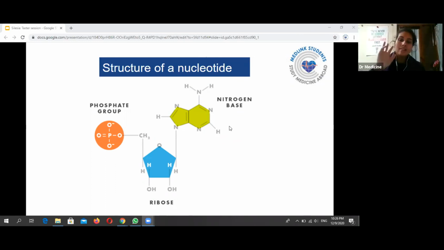So we have 4 main nitrogen bases, also referred to as nitrogenous bases, and they can be divided into 2 groups: purines and pyrimidines. So can you please tell me what is the difference between a purine and a pyrimidine in their structure? Because of these 4 bases, some of them are pyrimidines, but some of them are purines.